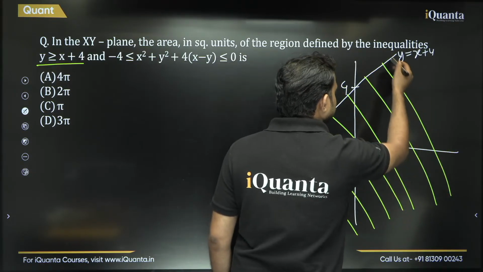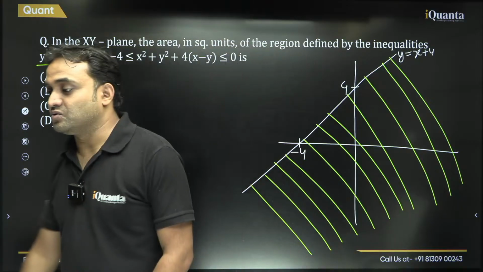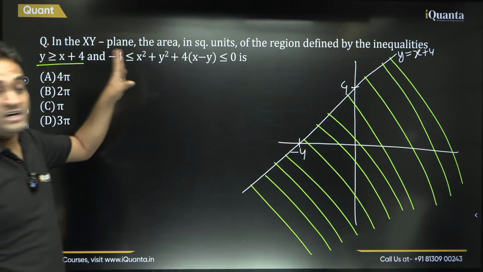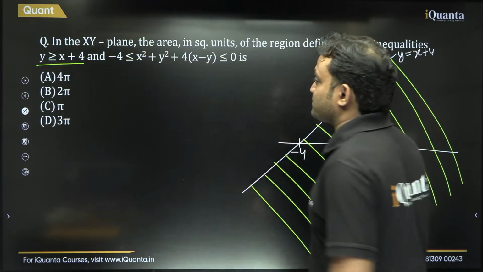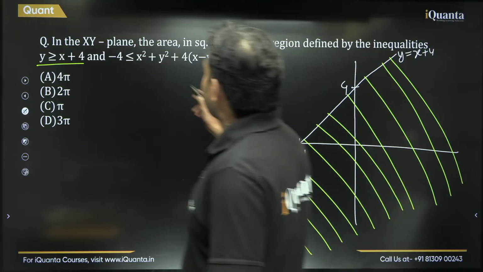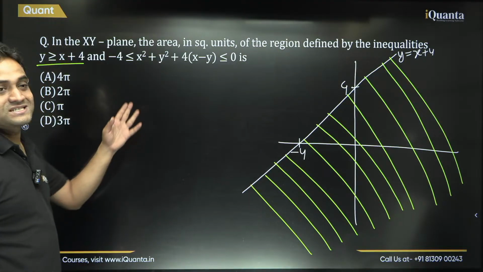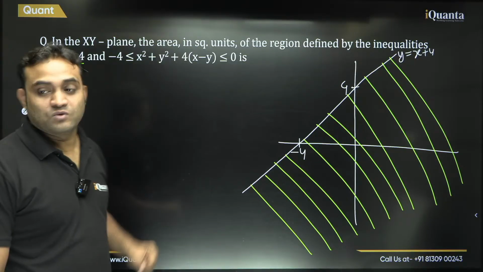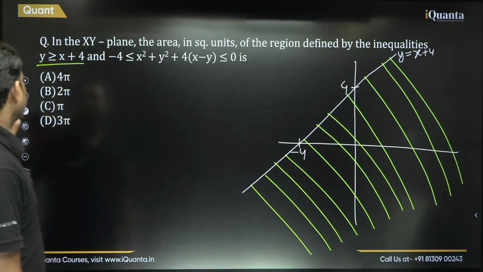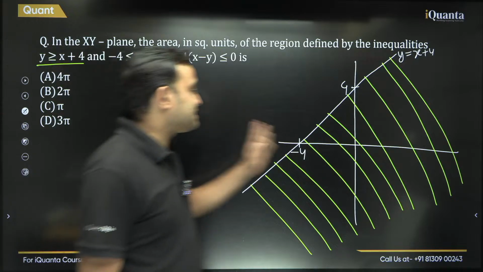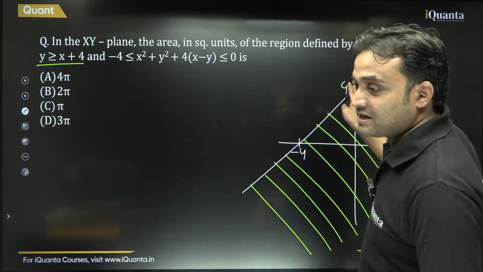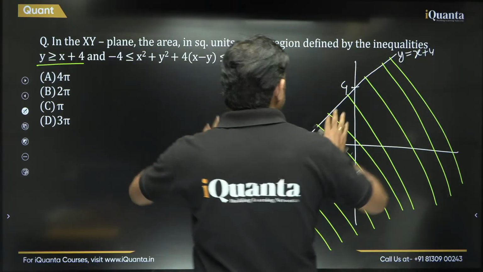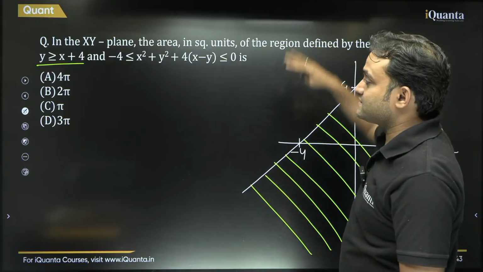y is greater than or equal to x plus 4. This is the reason we are talking about this region, because of this inequality. Now it says that x square plus y square plus 4x minus 4y is less than or equal to 0. So what do we say? देखो अच्छा, इसको पता कैसे करेंगे कि ये इधर होगा या इधर होगा? कोई बता सकता है? Anyone can tell me how do we say which region we are talking about, this side or this side?